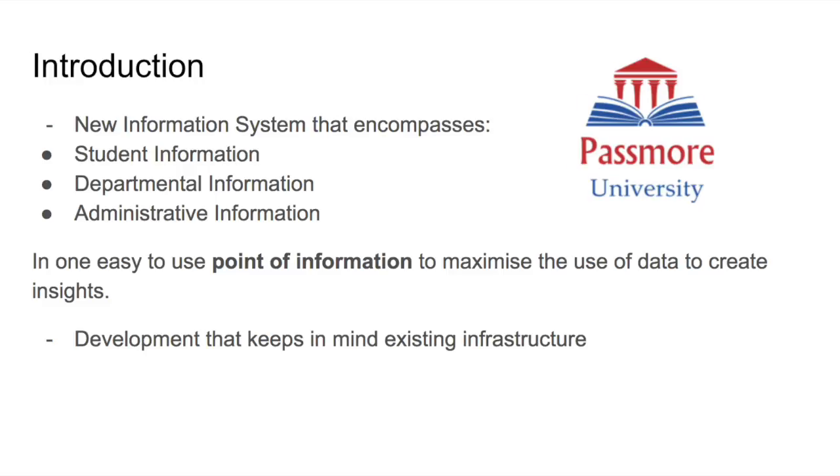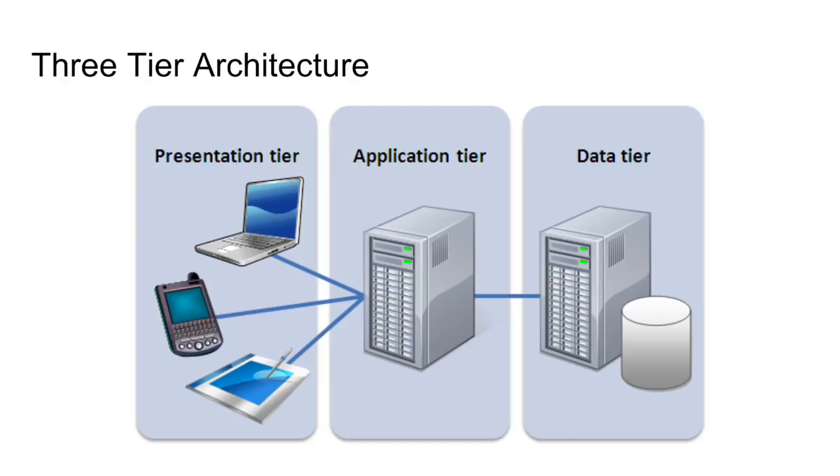And all of this is going to be done keeping in mind the existing investments and infrastructure that Passmore University has. Three-tier architecture is a type of client-server model that allows for the independent running of tiers. These layers define the way in which the server communicates with the outside world, in this case, the staff, students, and stakeholders in Passmore University.